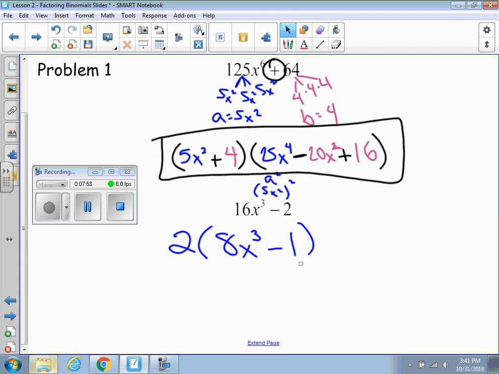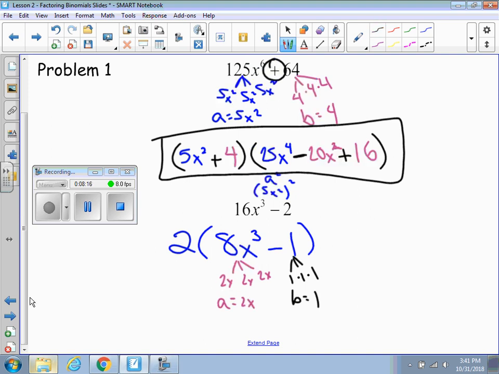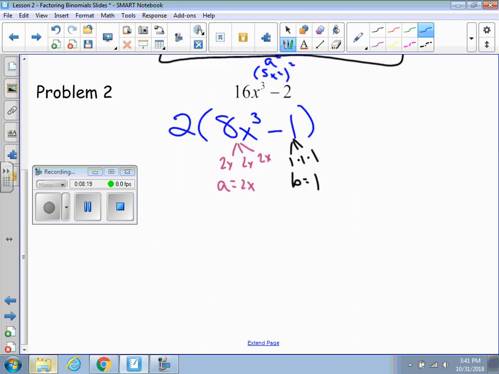In this case, we're dealing with cubes. We have 2x times 2x times 2x, and the 1 is really just 1 times 1 times 1. So our a value here is 2x, and our b value is 1. Remember, the 2 that was the GCF just stays out front, and then we set it up like normal. So a squared, or 2x whole quantity squared, which is 4x squared. A times b, 2x times 1, which is 2x, and b squared, or 1 squared, which is just 1.